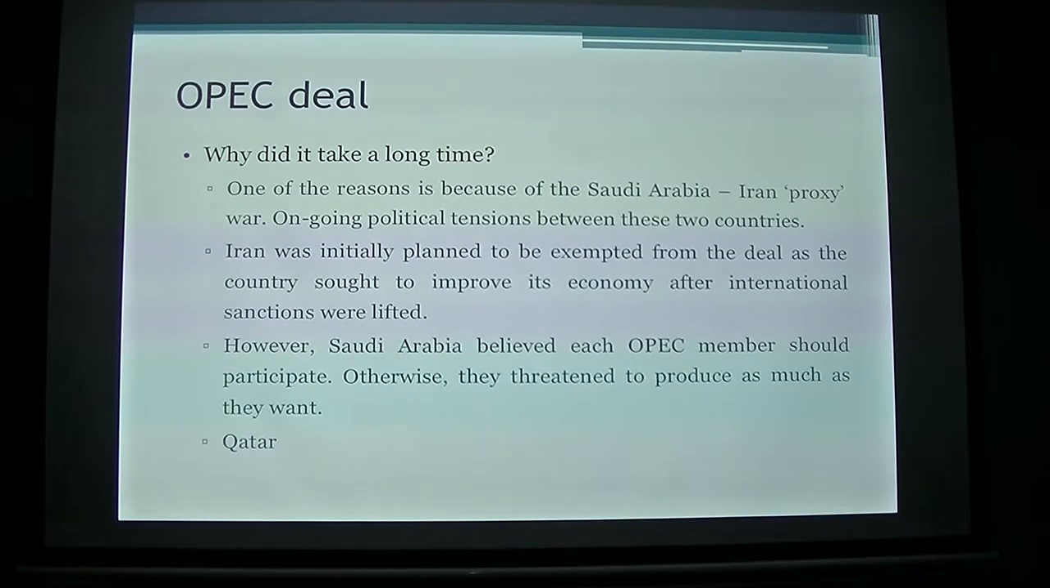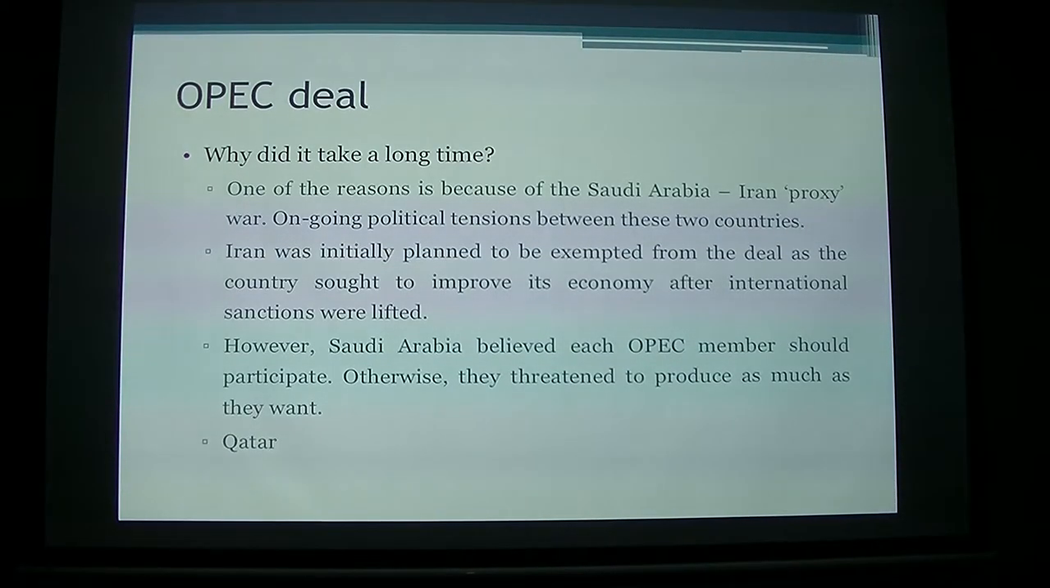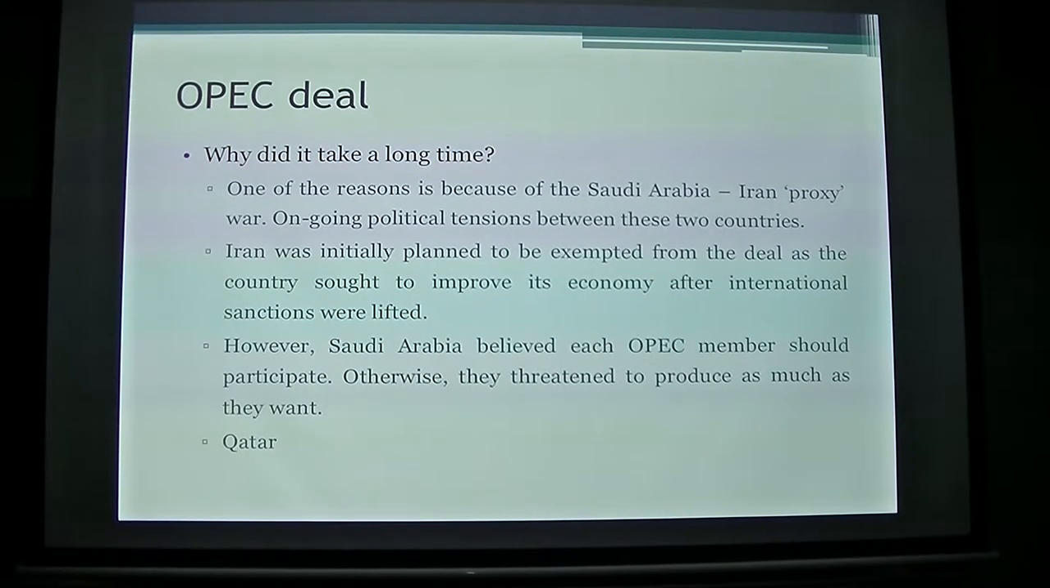Why did it take a long time? One of the reasons is the proxy war that is going on between Saudi Arabia and Iran, as there has been ongoing political tension between these two countries for quite some time.